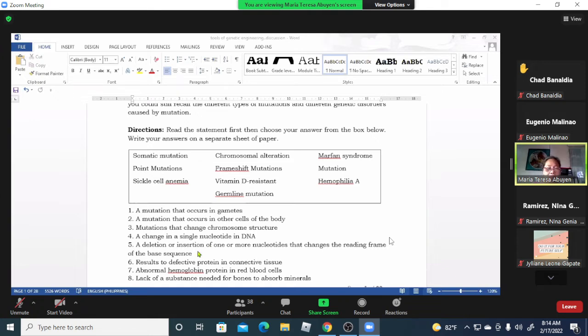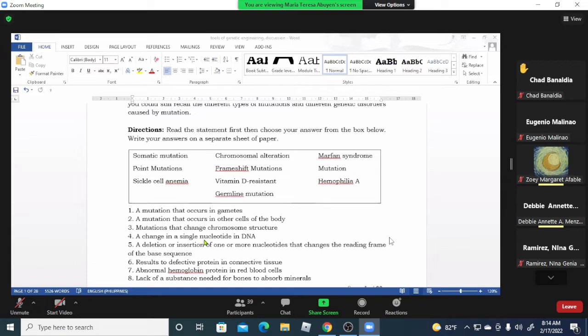Okay, so number 4, a change in a single nucleotide in DNA. Point mutation, very good. Even just a single nucleotide change in the DNA will cause a mutation, or it will make a difference in the individual.